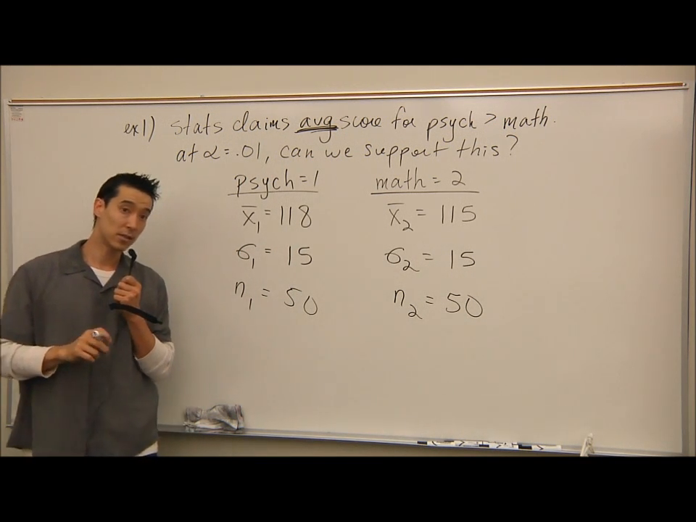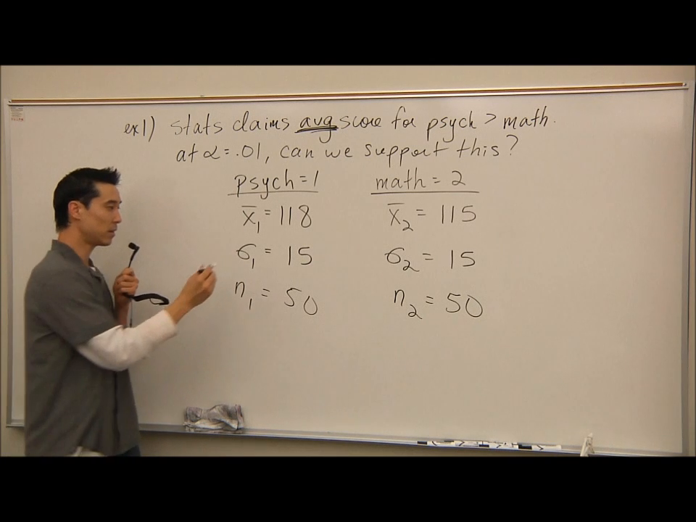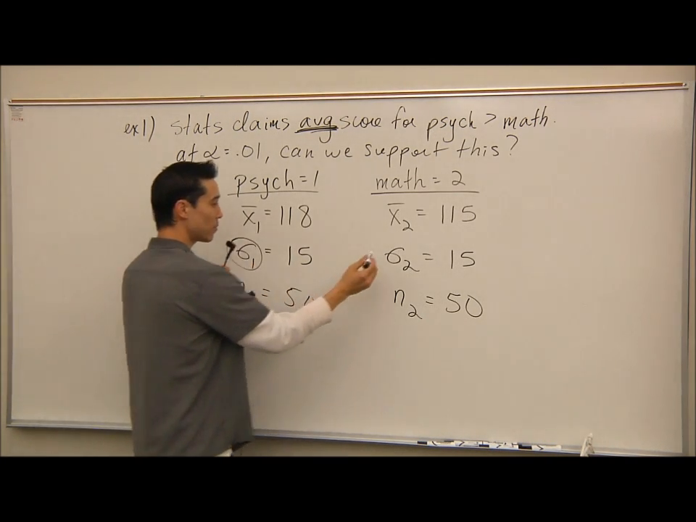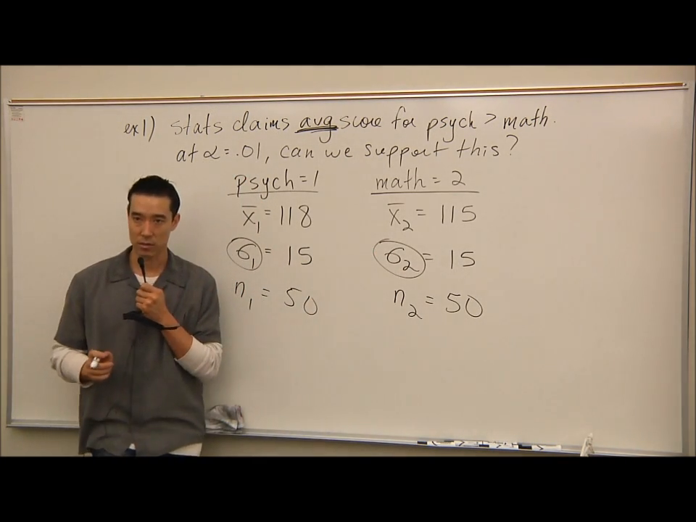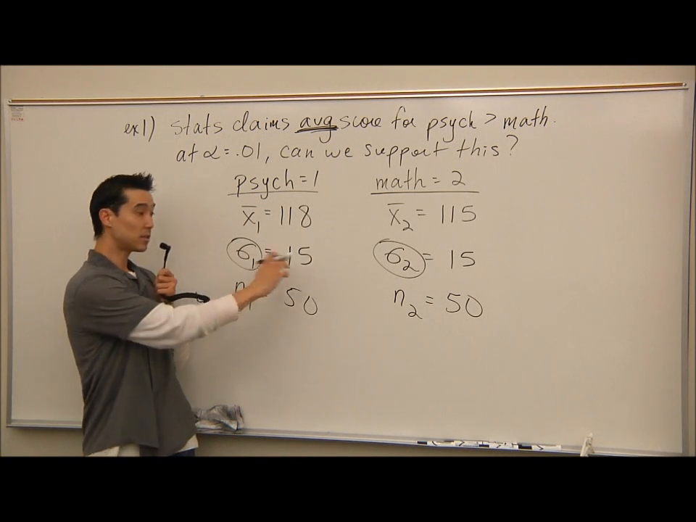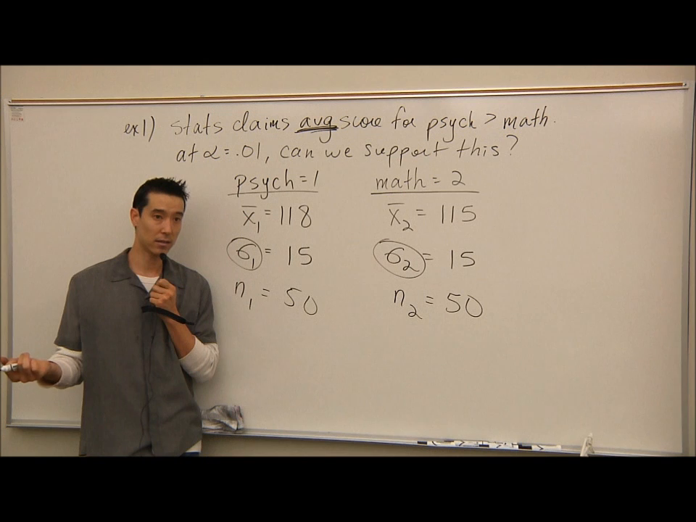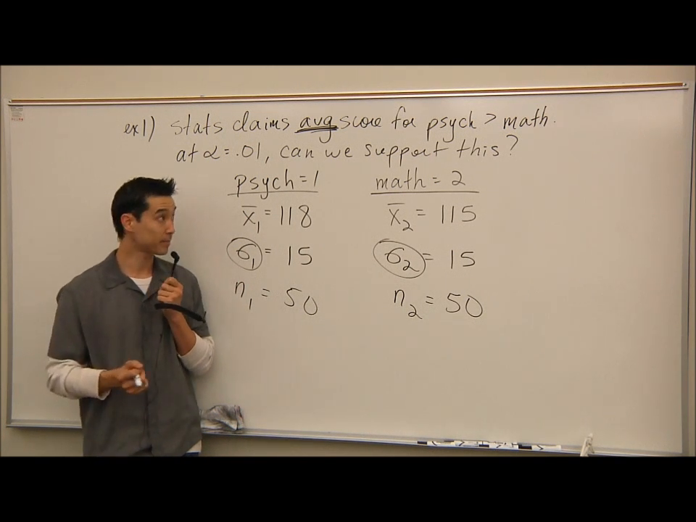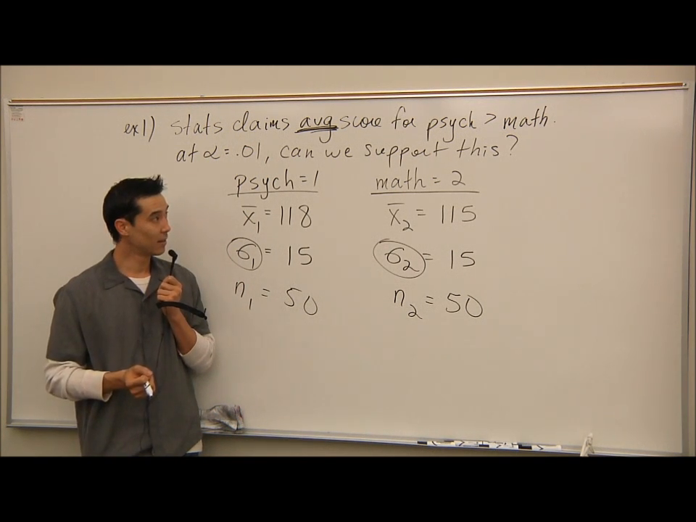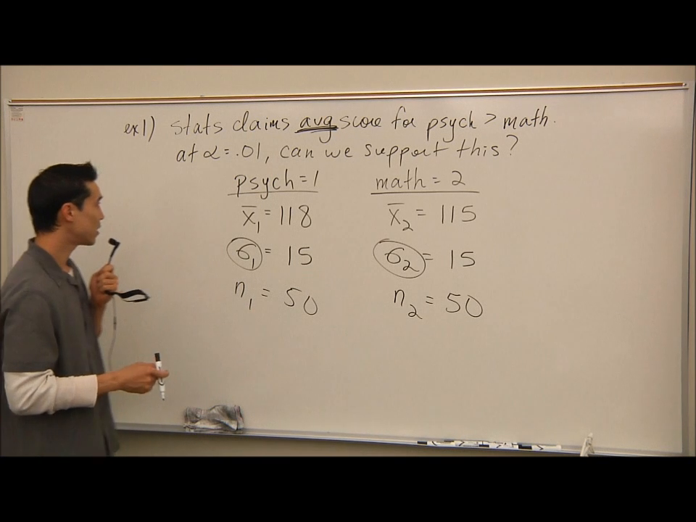Then, how do I know it's a z distribution versus a t distribution? Well, if they flat out give you sigma, then it's going to be a z distribution. If I change these to s's, then it's going to be tomorrow's material, a t distribution. So it's the same thing that we've been doing. Okay, let's start the hypothesis test.